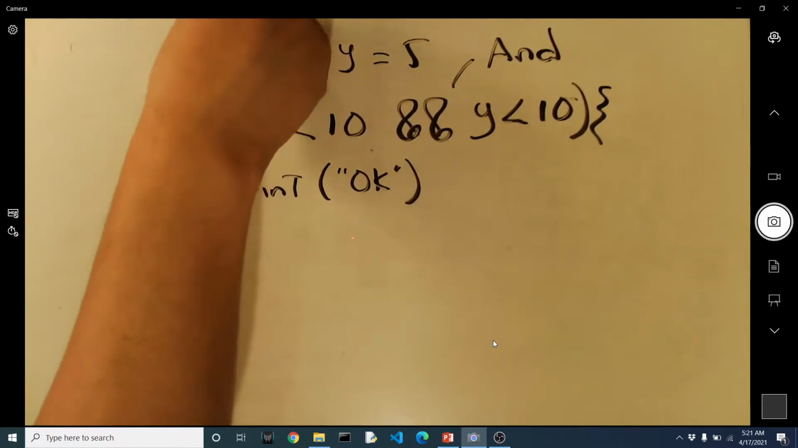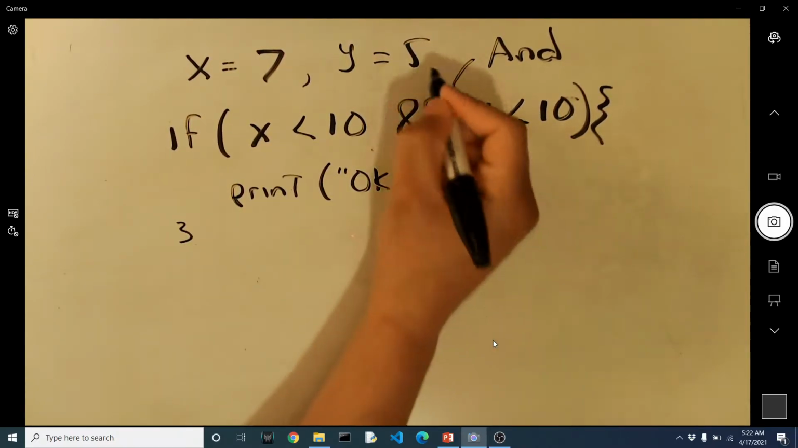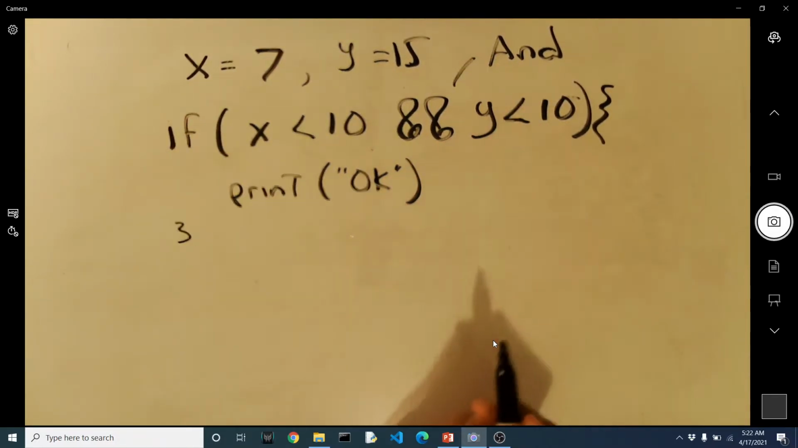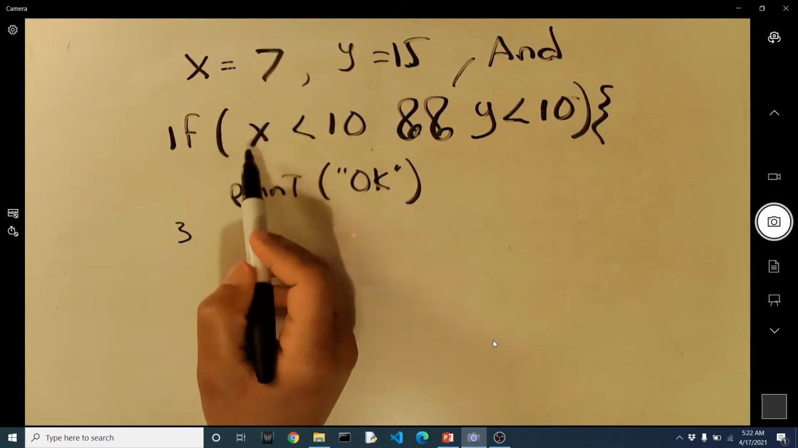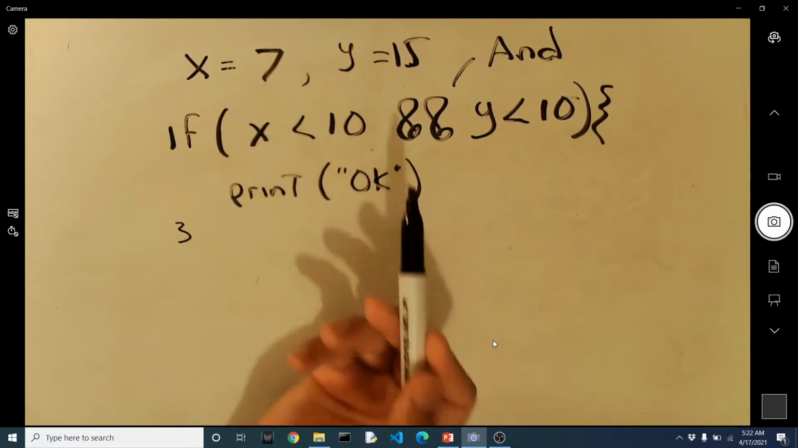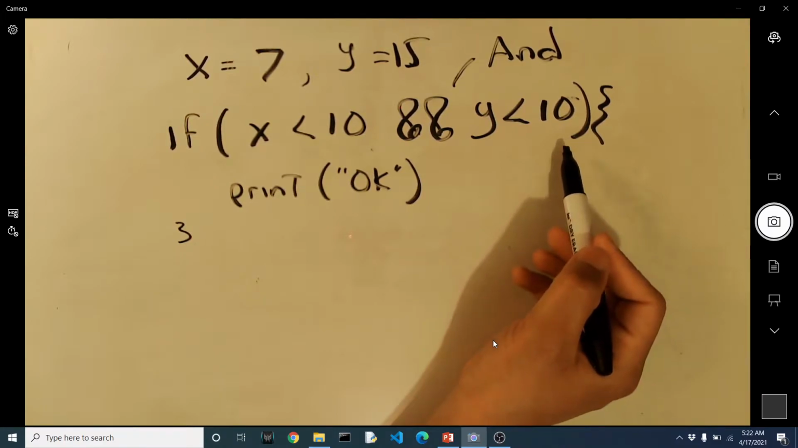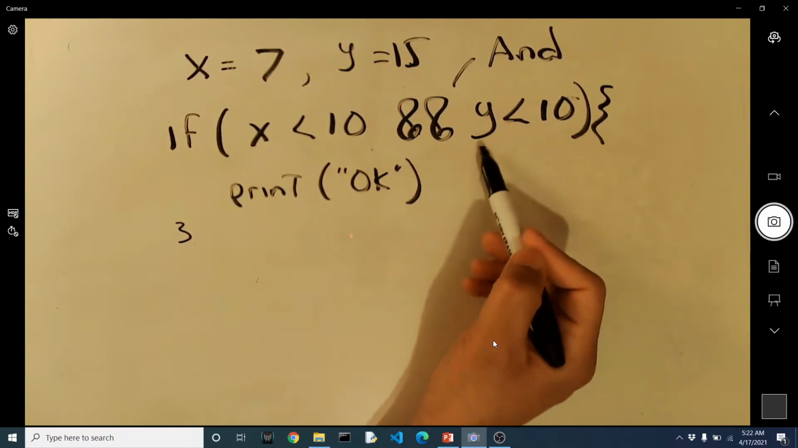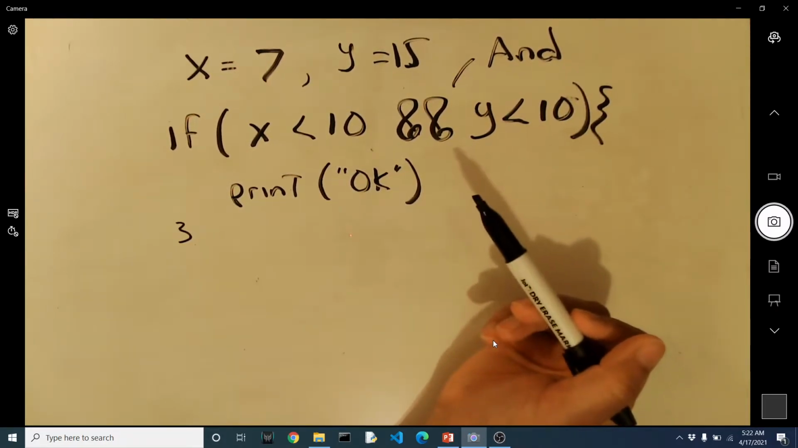Let's switch this around now to this being back to 7, and let's maybe make this 15. All right, so let's go back to our expression. So we ask ourselves, is x less than 10? Well, yeah, it's 7. And is y less than 10? No, y is 15. So this side kind of fails. It's not true, so we don't print it out.